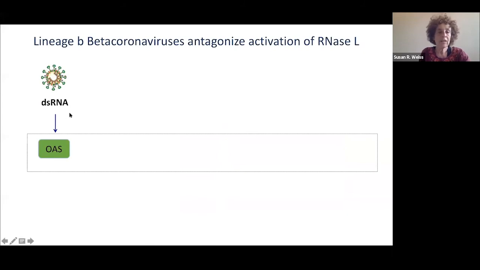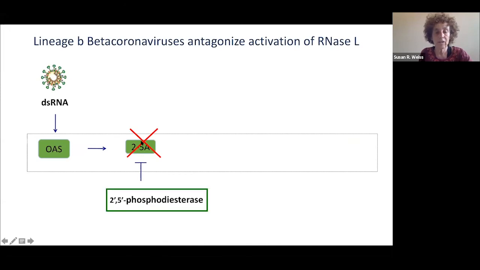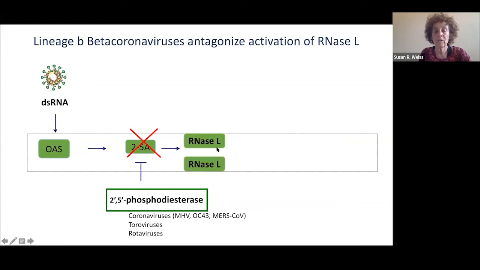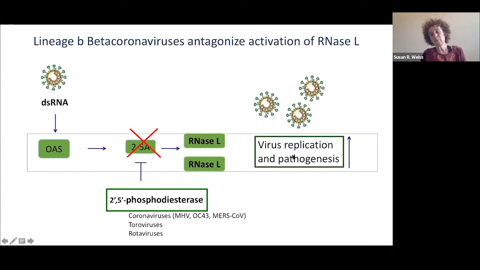So just to summarize, the double-stranded RNA is perceived or sensed by OAS, which produces 2,5A. The phosphodiesterases of these coronaviruses reduce the 2,5A, degrade it. And that's true for coronaviruses, MHV, OC43, MERS, toroviruses, rotaviruses. RNase L is not activated, and virus replication and pathogenesis proceed. So in the case of this mouse model, this one small accessory protein is actually absolutely required for replication and pathogenesis.